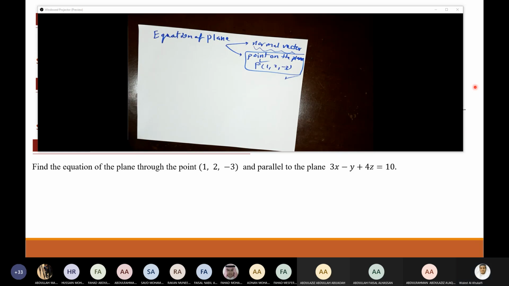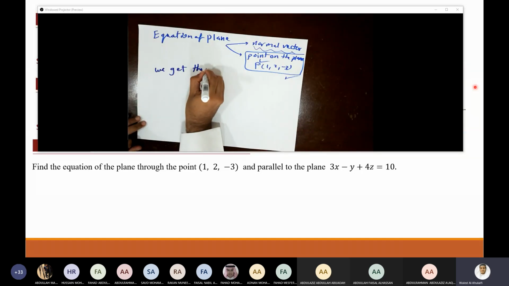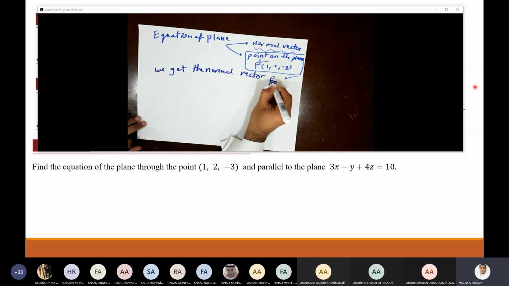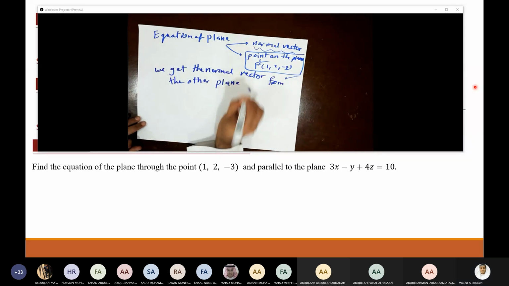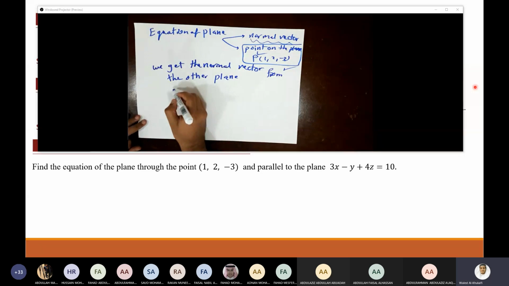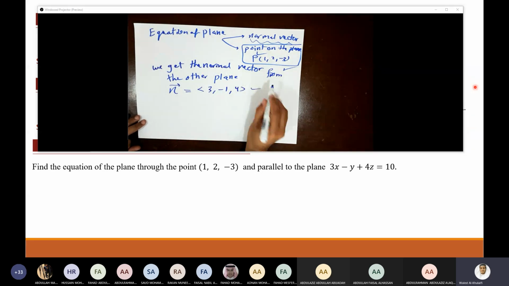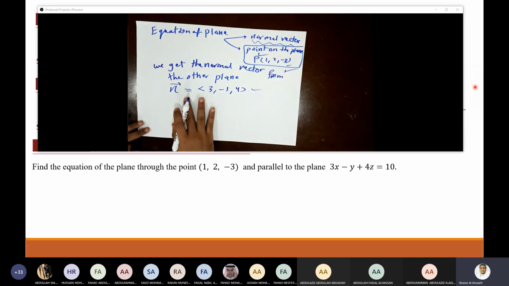Equation of the plane. What plane? 3 and minus 1. Excellent. So we get the normal vector from the other plane. What is the normal vector of the other plane? 3, -1 and 4. So now I have a normal vector, but a different point here. So you have a normal vector now, and you have a point.